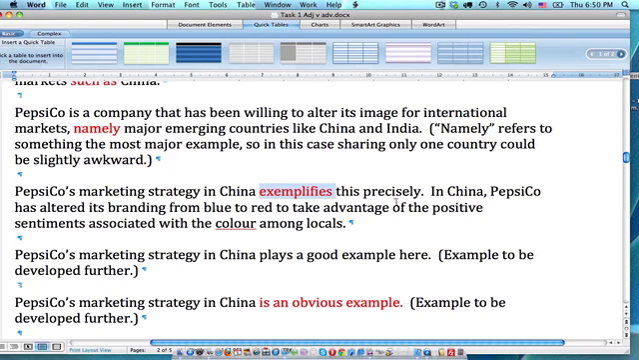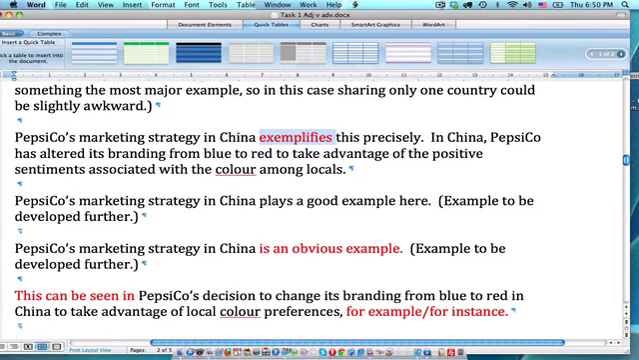PepsiCo's marketing strategy in China plays a good example here. Oh, I should have had this in red.